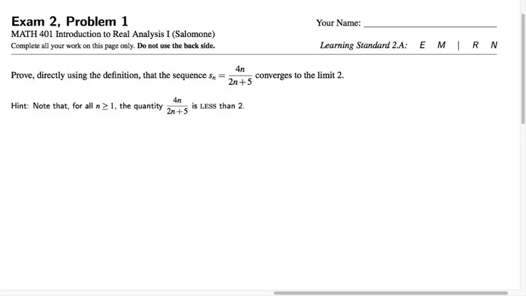The first problem on the second exam asks you to apply the definition of convergence to show that the sequence 4n over 2n plus 5 converges to the limit 2. And the hint that I give is that for all natural numbers, the quantity 4n over 2n plus 5 is actually less than 2. So my question is, how does that hint actually help? Where do you use this hint in the process of writing this proof?